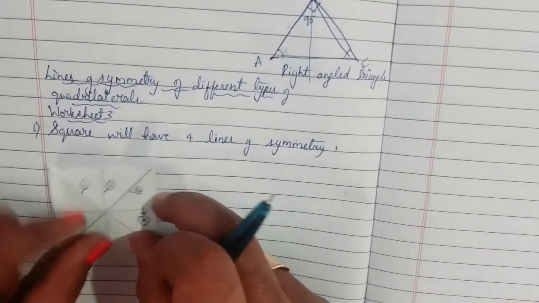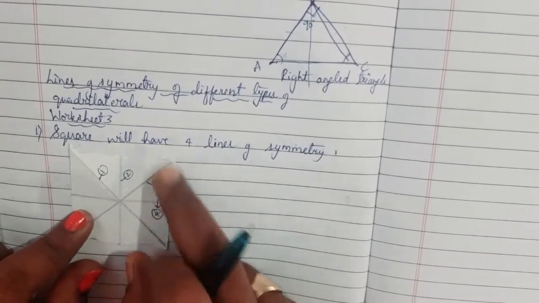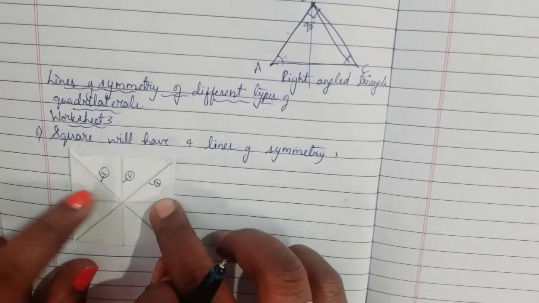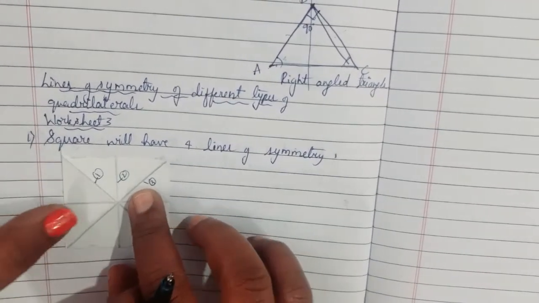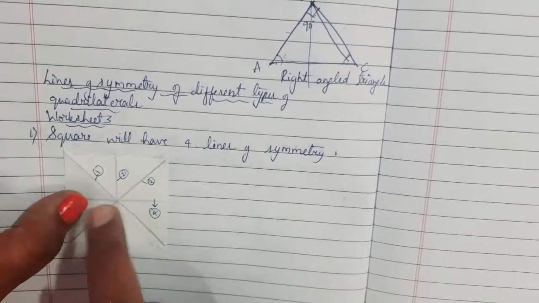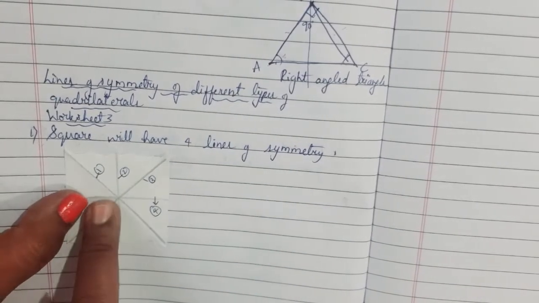I am going to write, and you can paste this square on this book, children. This paper you can paste below the answer.